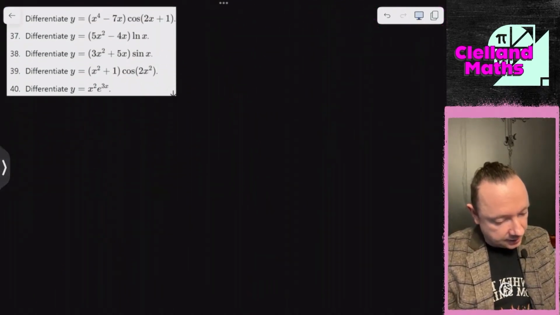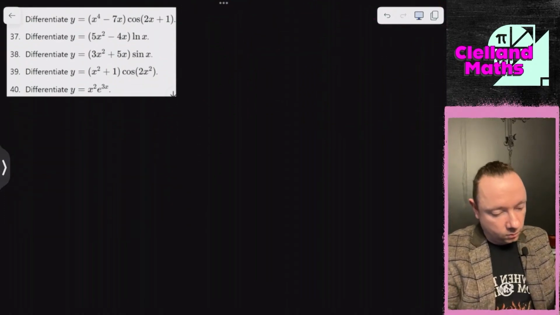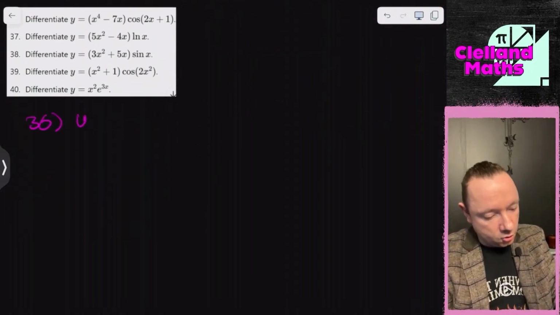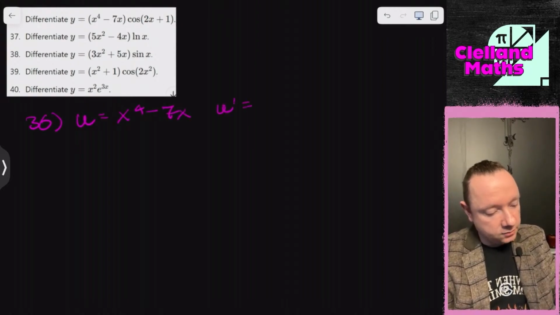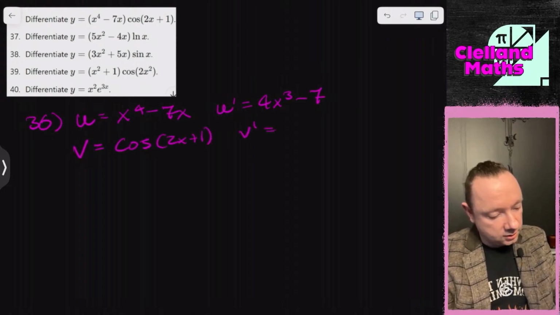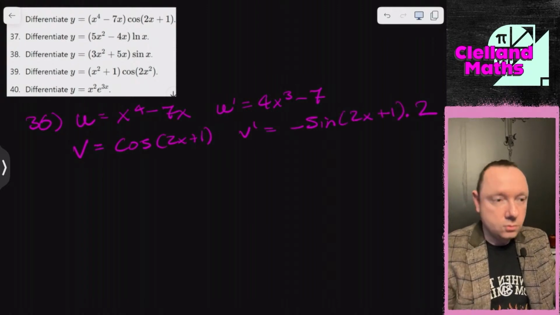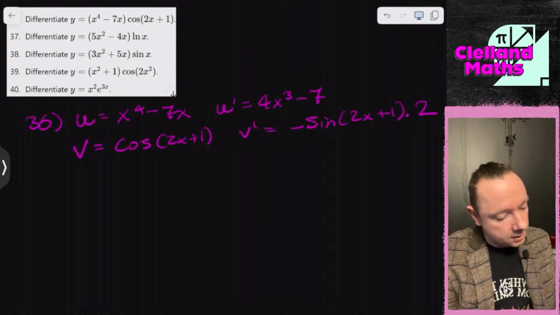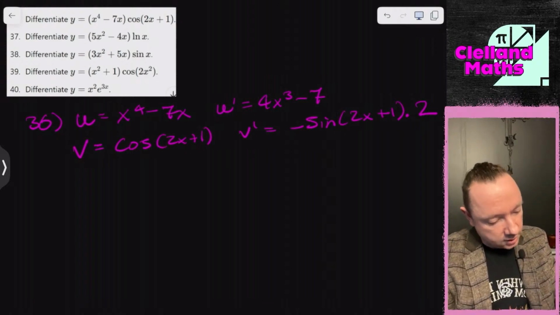So 36 is this one here. u is x^4 minus 7x. u dash is 4x cubed minus 7. Fantastic. v is cos(2x plus 1), and v dash is minus sine(2x plus 1) times 2 because of the chain rule. Right, let's go. vu dash.